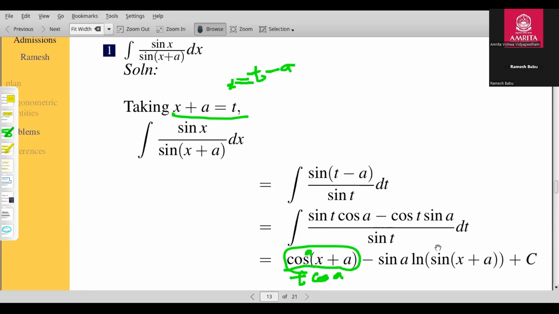Okay. So what's the difference between this problem and the previous problems? In the previous problems, all the substitutions, initially I was giving some trigonometrical substitution. But in this problem, I am giving an algebraic substitution, x plus a is equal to t. After that, inside this integral, I am using the trigonometrical identity. That's an idea.